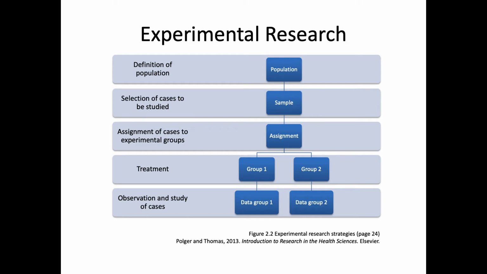Survey research is very different to experimental research. Experimental research, just like survey research, is a research strategy. The researcher begins similarly to survey research. So the researcher defines the population and selects the cases to be studied. Subjects are then assigned to different groups.